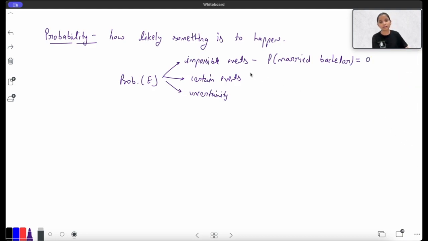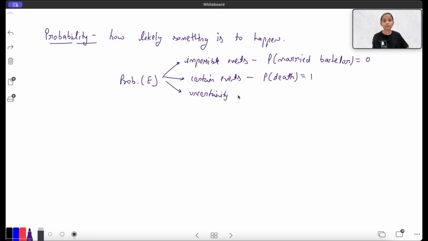Now certain events. Let's go back to the philosophy part. For every living being, if I ask what's the probability of death, everyone who has taken birth is going to die one day. There is no one who is going to be immortal. So the probability of death is going to be 1. This is a sure event, that it will happen someday.